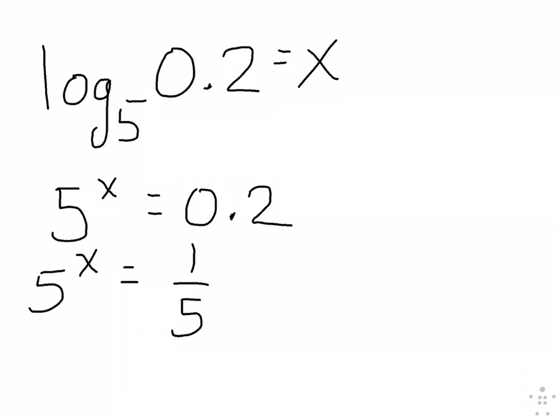Now, are they on the same level? And what I mean by level is, if I put this over 1, this is on the top of the fraction, and this is on the bottom. Are they on the same level? No. If I bring the 5 upstairs, what does it do to my exponent?